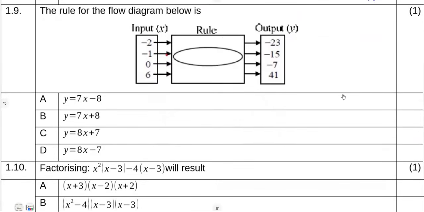1.9, the rule for the following diagram is, right, this diagram given below. So you can simply substitute into the rule, since there are just 4 of them. Simply substitute the input, which is x, and see if you're going to obtain the output, the y value. For an example, in this equation, let's just consider when x is what? Minus 2. The output must be what? Negative 23. So put a minus 2 here, a minus 2 here, a minus 2 here, a minus 2.